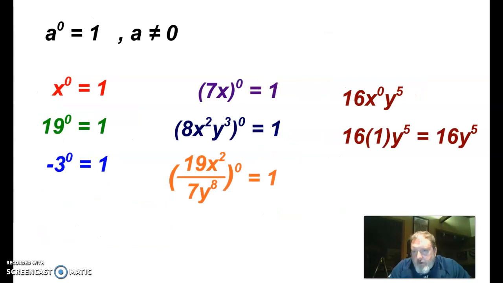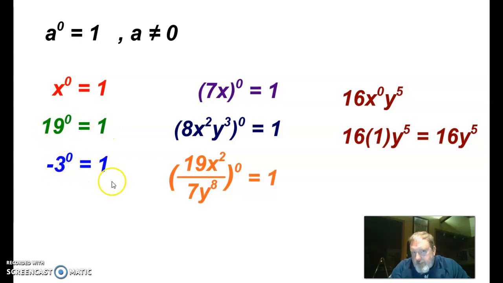All right, 0 power. Any number to the 0 power equals 1. That is always true. The only caveat here, the base can't be 0, because 0 to any power is just 0. So a variable to 0 power is 1. A positive number, whether it's an integer, a fraction, or a decimal, doesn't matter. Positive number, 0 power is 1.